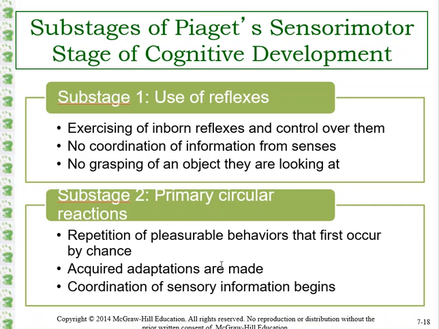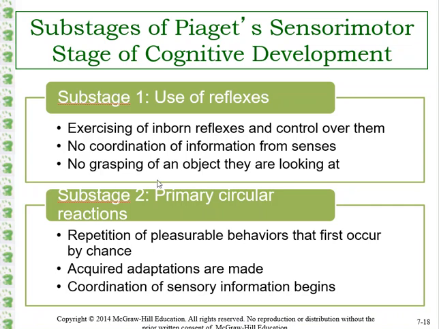So you can think of a circular reaction as something in a circle. When you go in a circle, it's continuous. You're continuing doing that over and over and over again with the primary circular reactions. So repetition of verbal behaviors or pleasurable behaviors are within substage 2. Okay. So that's substage 2 when it comes to the primary circular reactions.